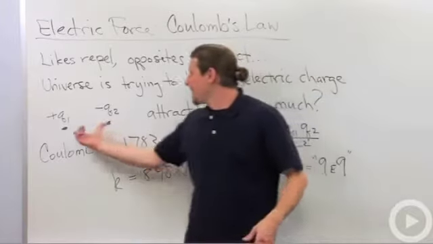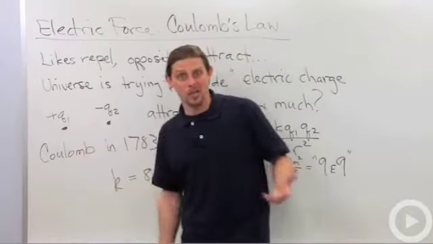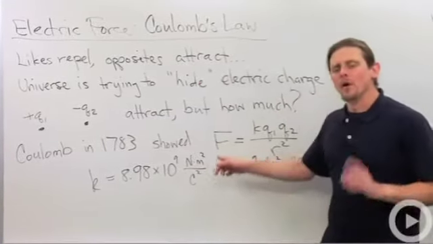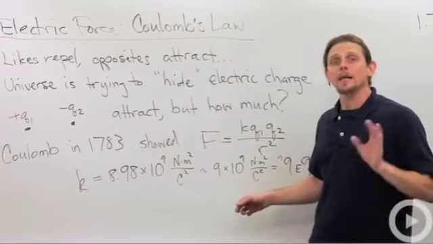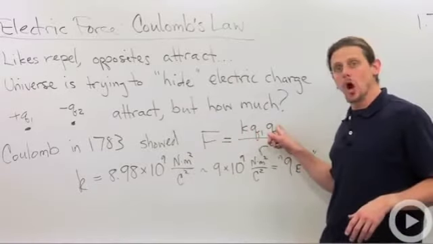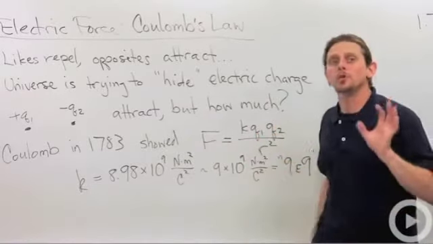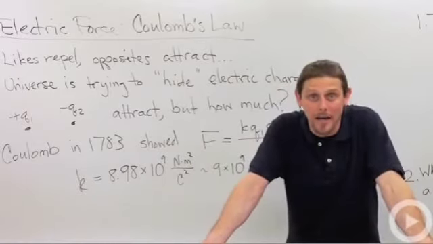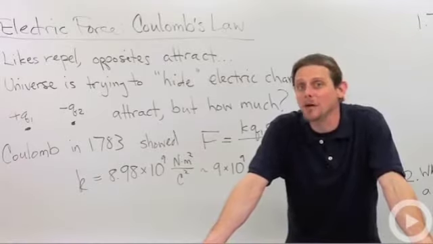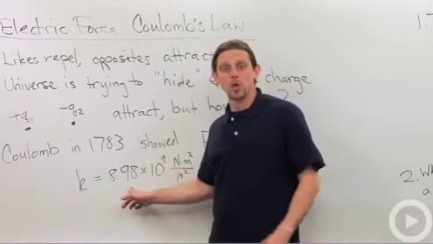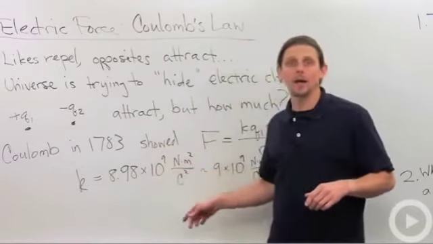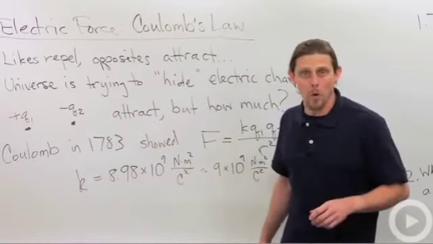We know that this positive charge and this negative charge are going to attract each other, but how much? Coulomb's law says that the force of attraction or repulsion is given by a constant called the Coulomb's law constant times charge 1 times charge 2 divided by the distance between them squared. So it's an inverse square law case, just like gravity. In fact, it's exactly the same as gravity, except that this Coulomb's law constant is huge in this case: 8.98 times 10 to the 9 newton meters squared per coulomb squared.